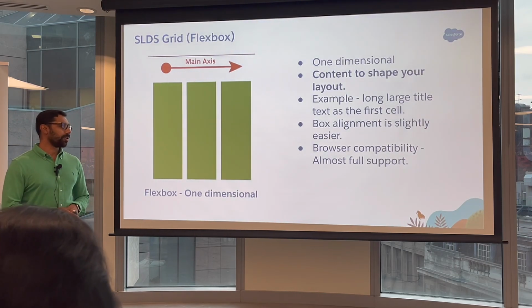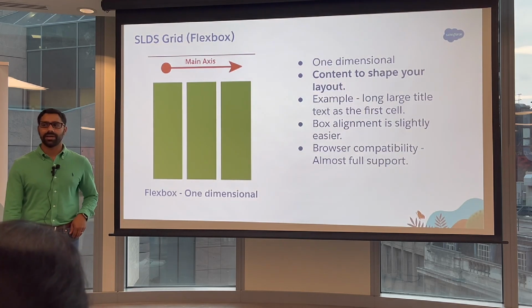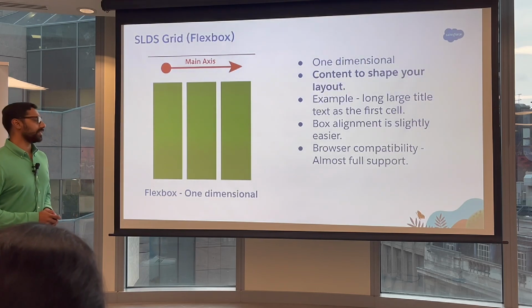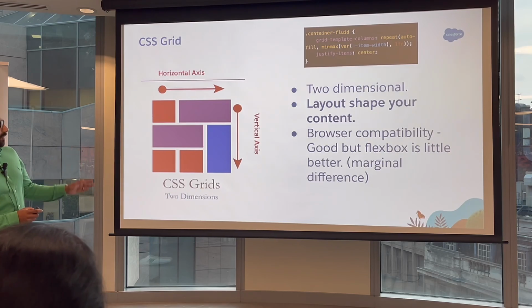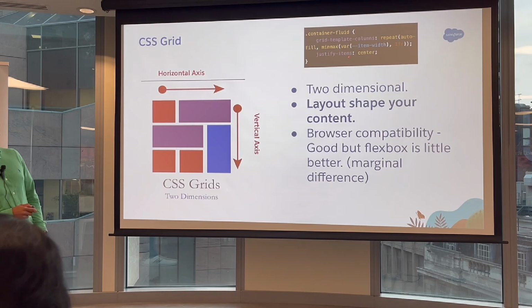I would say the browser compatibility for both CSS Grid and SLDS Grid is on par, so there are very minimal differences here. When you compare this to the CSS Grid, it is slightly different. The way to think about it is, I will have something called grid columns, and then I can add whatever I want in that one.